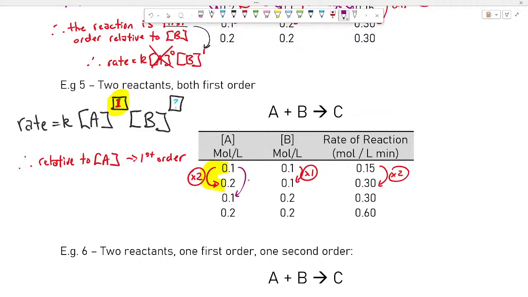Then we could just do the same thing for the second. Now we're leaving A alone, so we're ignoring it. But what are we doing to B? Doubling it. And when we do that, what happens to the rate? It doubles, right? And so if doubling the concentration of B doubles the rate, then relative to B, what is it?